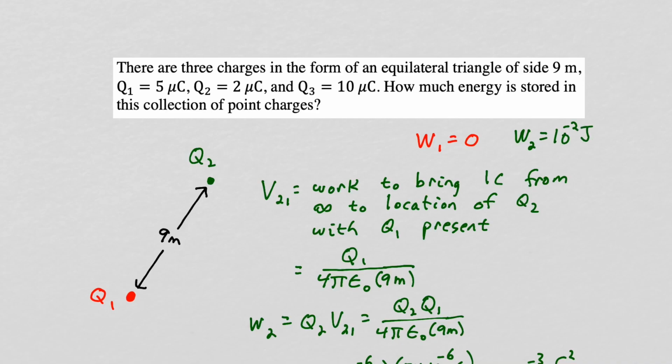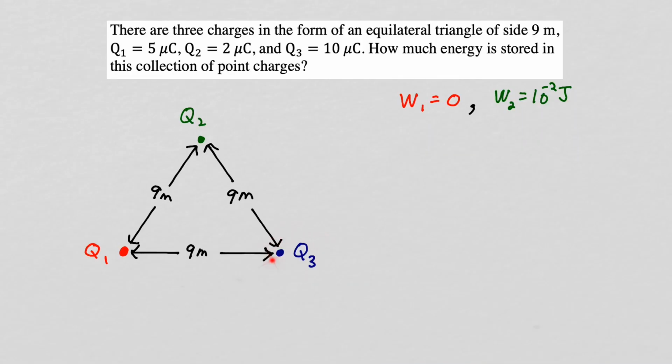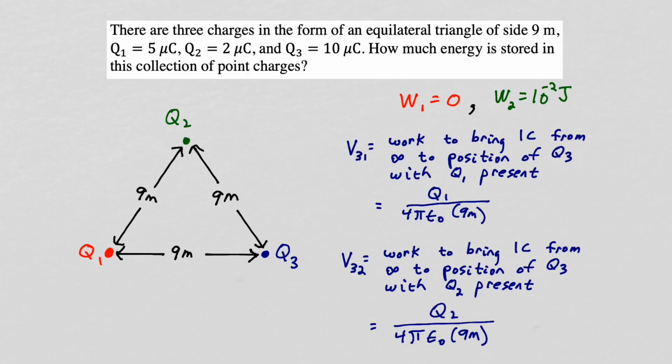Now let's bring in our third charge. There is now the electric field intensity from Q1 and Q2 when we bring in Q3, so it will take work to position charge Q sub 3. V sub 3(1) is the work to bring 1 coulomb from infinity to the position of Q3 if only Q1 were present. We know the equation to determine that work. V sub 3(2) is the work to bring 1 coulomb from infinity to the position of Q3 if just Q2 were present. We know the equation to determine that work.